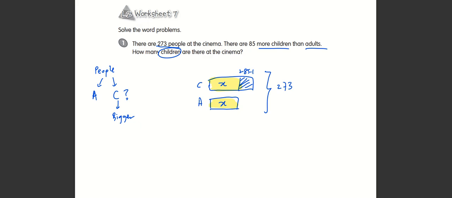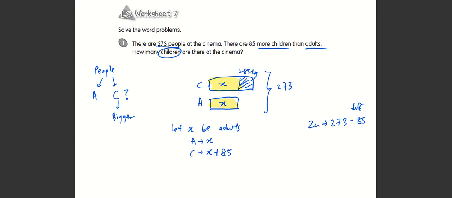So it's just like saying that I can have 2 units X here, and then like how we solve a whole number question, I use the total, subtract the difference. So this is the difference between the children and adult. I'll be able to find the 2 units. So let X be adults. So remember, later you have to find children. Okay. So if adults is X, that means children will be X plus 85. That's the difference.